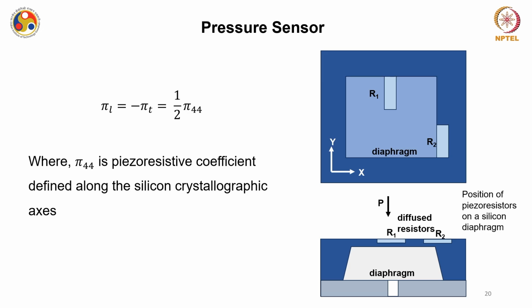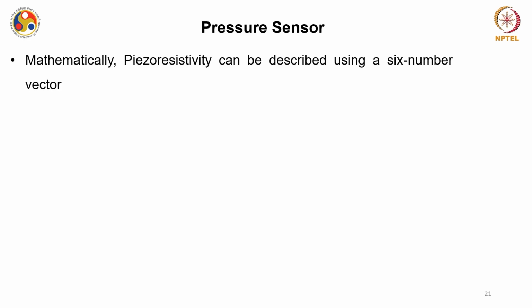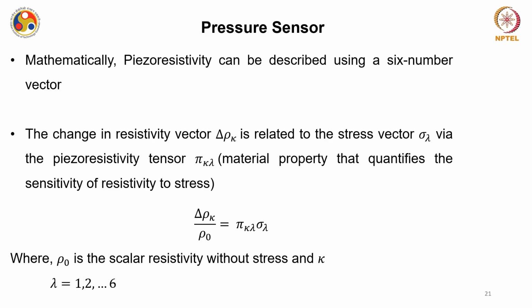If you do not know this pi 44, I will give you a quick recap of these piezoresistive coefficients. Okay. So, piezoresistivity, you know, can be described using a 6 number vector. The change in the resistivity vector delta rho k is related to the stress vector sigma lambda via the piezoresistive tensor pi kappa gamma. Okay. This pi is nothing but a material property that quantifies the sensitivity of resistivity changes with respect to the stress applied.